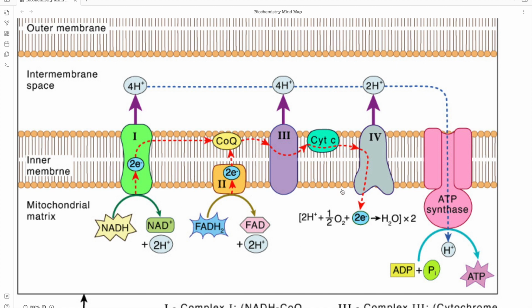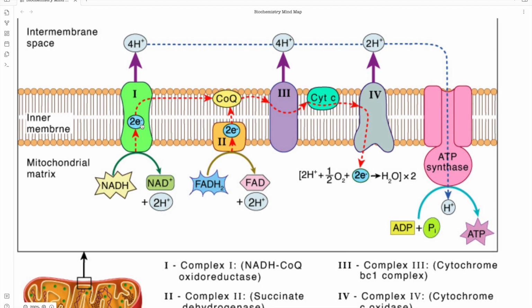Okay, so let's see the names of these complexes 1, 2, 3, and 4. Complex 5, we know, is ATP synthase. The name of complex 1 is, as you can see, NADH CoQ oxidoreductase. Why NADH CoQ? Because it takes up 2 electrons from NADH and transfers these 2 electrons to CoQ. And why oxidoreductase? Because this is an oxidation-reduction reaction.